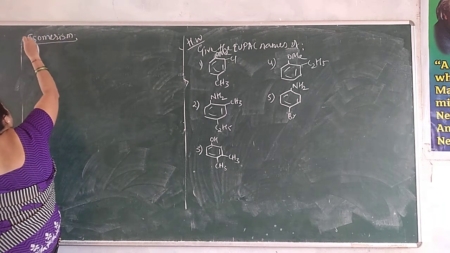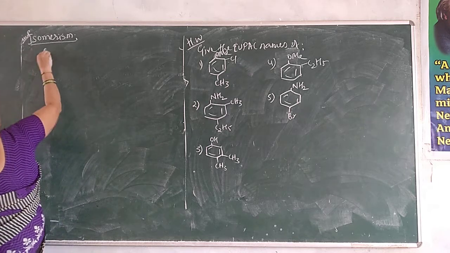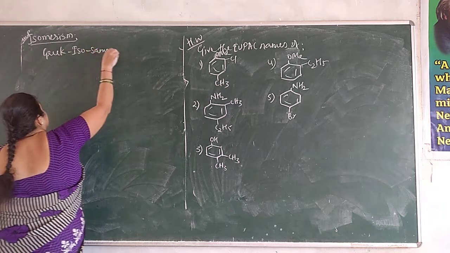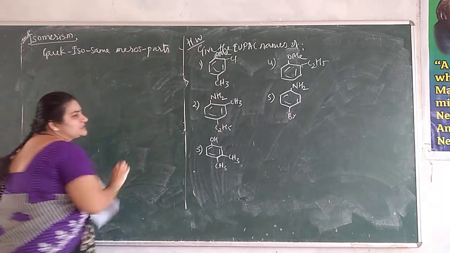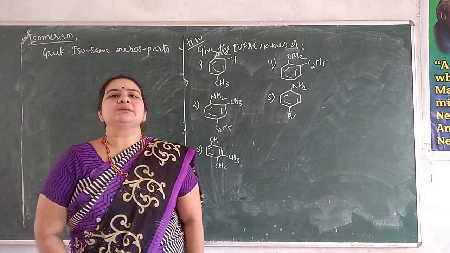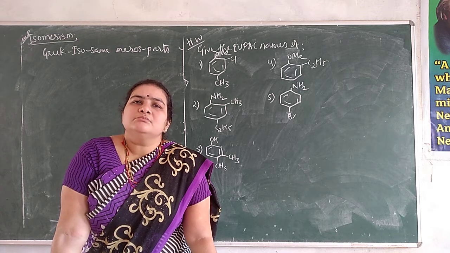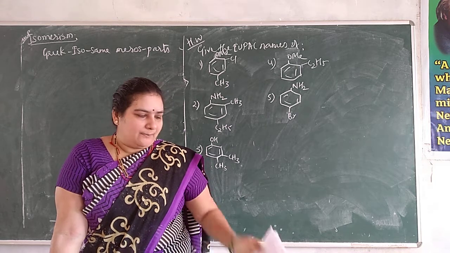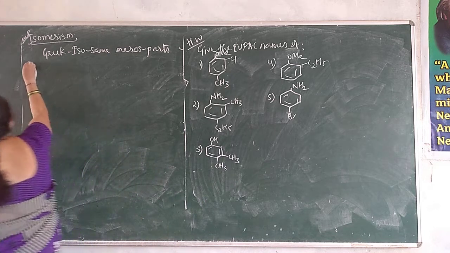Isomerism means iso in Greek. Iso means same. Meros means parts. So compounds having same parts are named under isomerism. So isomerism is a process where 2 or more compounds are having same molecular formula and different physical and chemical properties. Okay, that is the definition of isomerism.